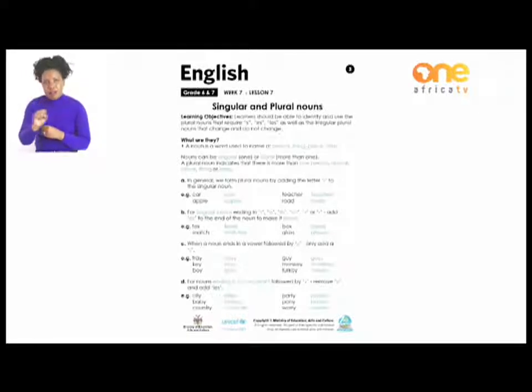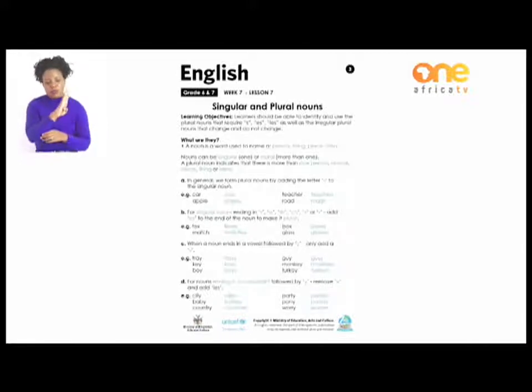One road, 3 roads. For singular nouns ending in S, SS, sh or ch, x or z, add es to the end of the noun to make it plural. For example, fox, foxes. Match, matches. One box, 2 boxes. One glass, 2 glasses.